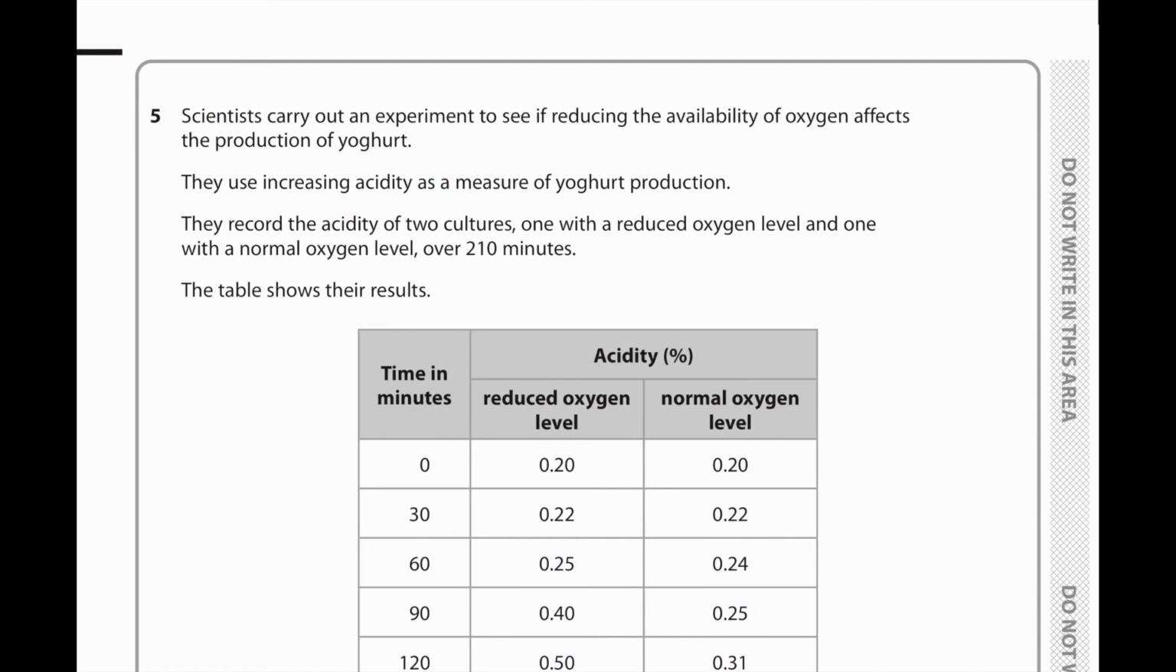Question number 5. Scientists carry out an experiment to see if reducing the availability of oxygen affects the production of yogurt. They use increasing acidity as a measure of yogurt production. They record the acidity of two cultures, one with a reduced oxygen level and one with a normal oxygen level, over 210 minutes. The table shows the result.